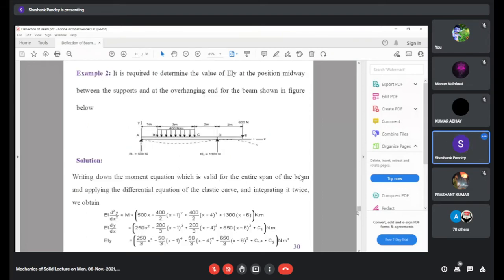So please work out this problem. Obviously the solution is given to you, but you work it out on your own. That is, write the moment equation yourself, write the corresponding deflection yourself, and get the values of C1 and C2. You work it out on your own.